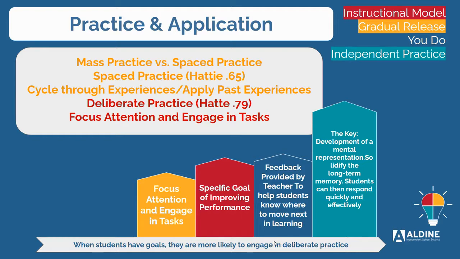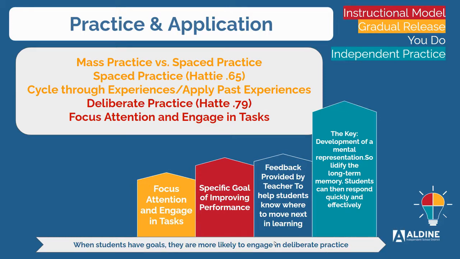Students need many opportunities to practice within their classroom experiences. And also, keep in mind the different ways that they can cycle through their experiences, as well as bringing in any past experiences to help them apply the new knowledge. When we plan for what is happening and we encourage and have deliberate practice in our classrooms on the Hattie scale, that is at 79 hundredths. That way, students can then focus their attention and engage in the tasks.